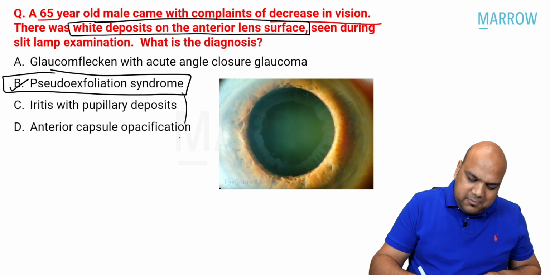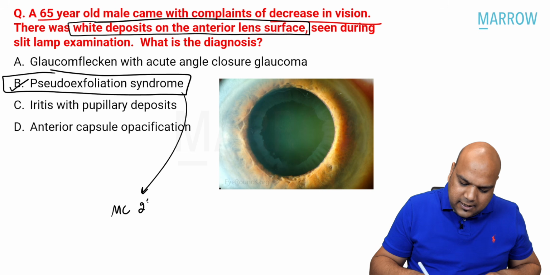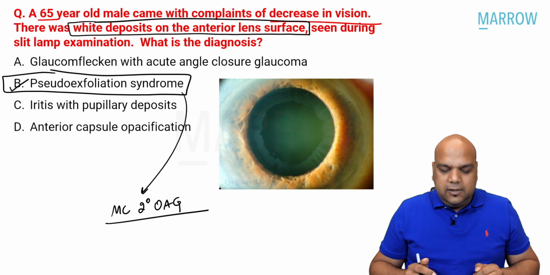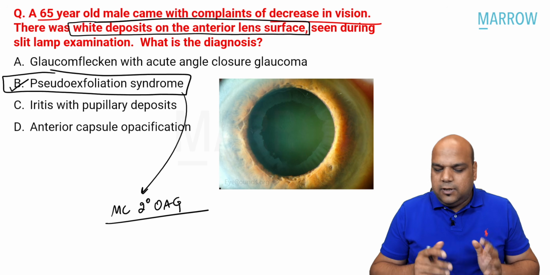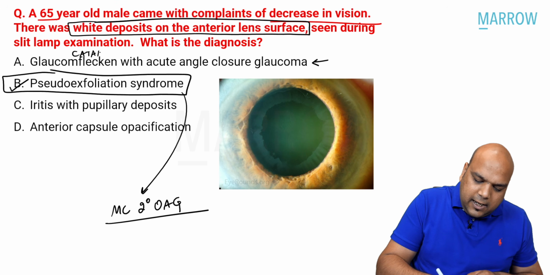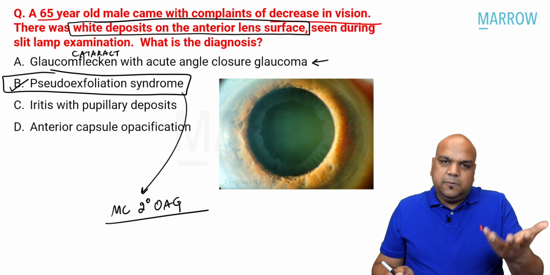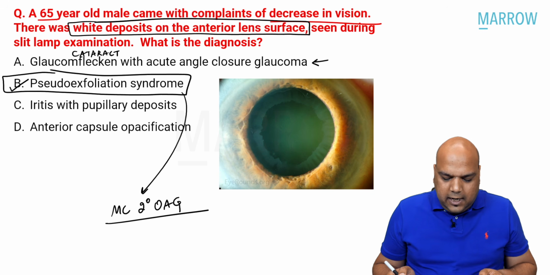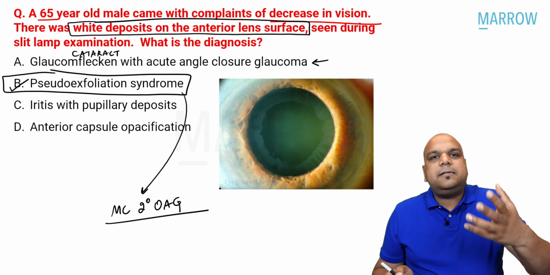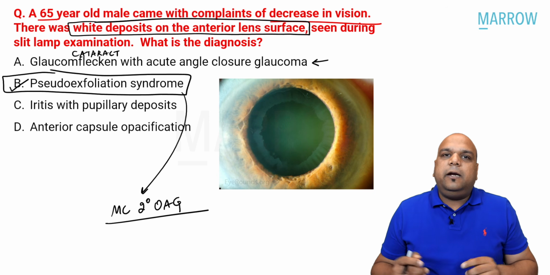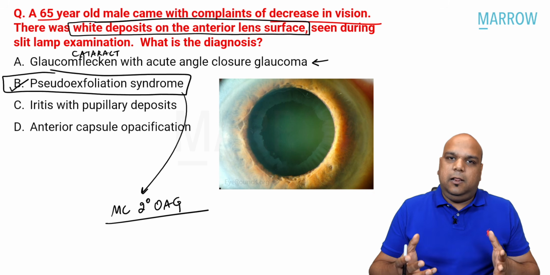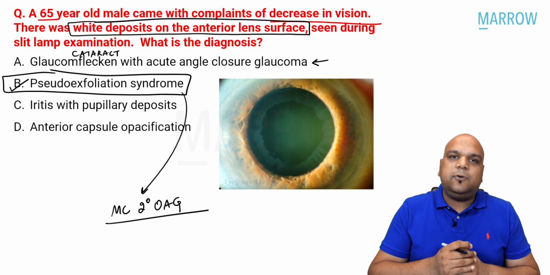Pseudoexfoliation syndrome, please remember, is the most common secondary open angle glaucoma. Right, guys? I hope we are clear about this. Glaucoma flecken is a type of cataract that is found in angle closure glaucoma. Iritis with pupillary deposits, no. Anterior capsule opacification can occur in post-cataract surgery cases, but that will look very different, because it will show us an IOL. We cannot see any IOL in this photograph on the screen.